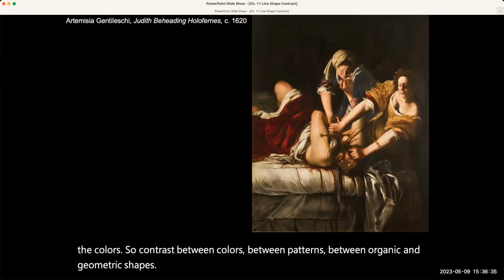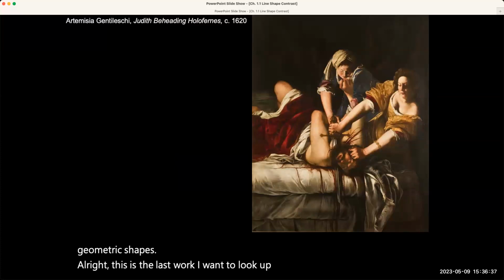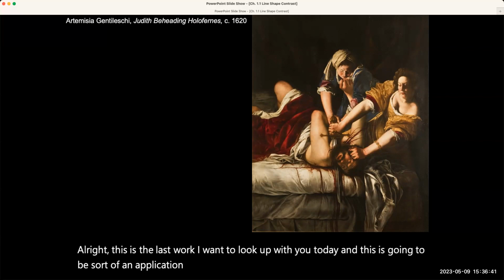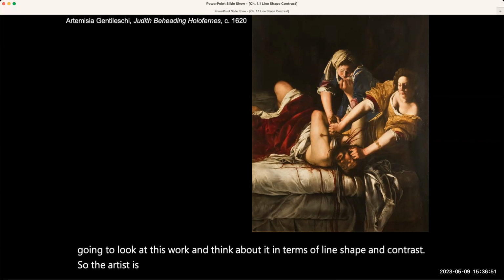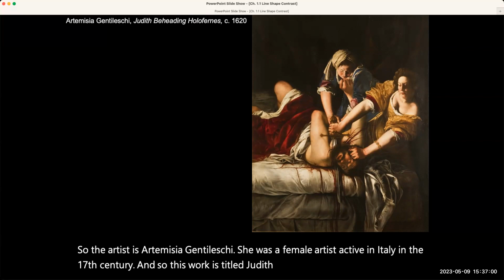All right, this is the last work I want to look at with you today. And this is going to be an application of the terms that we just learned about. So we're going to look at this work and think about it in terms of line, shape, and contrast. The artist is Artemisia Gentileschi. She's a female artist active in Italy in the 17th century. And this work is titled Judith Beheading Holofernes.